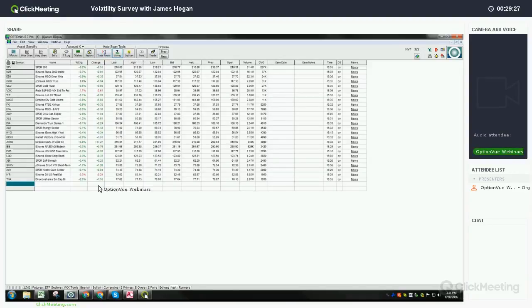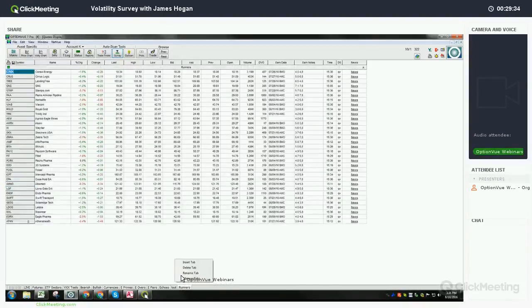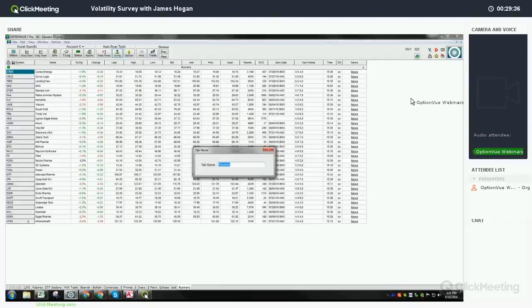Okay, now it's just as easy to get rid of this tab as well. You would just right click on it and say delete tab if you wanted to get rid of it.